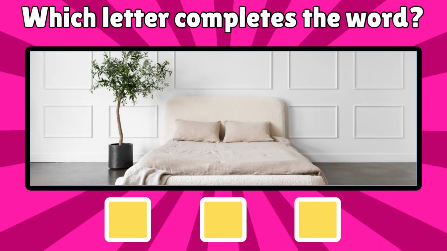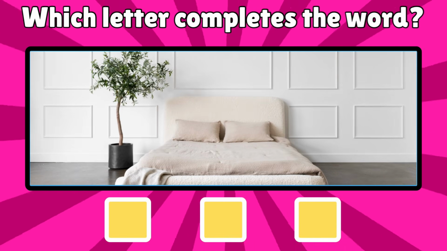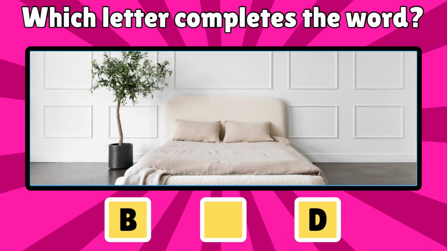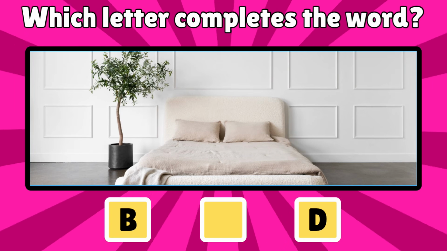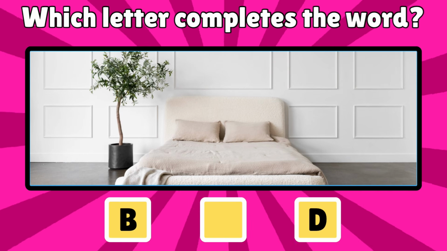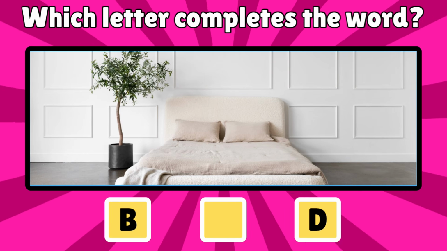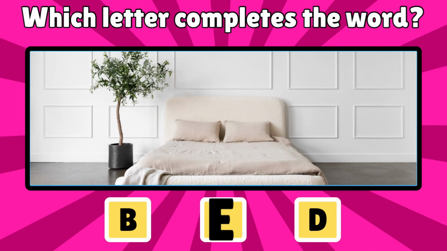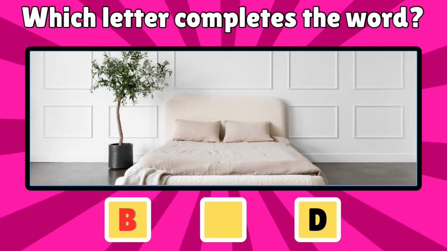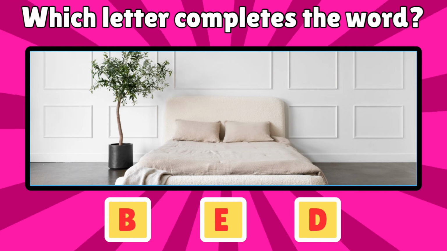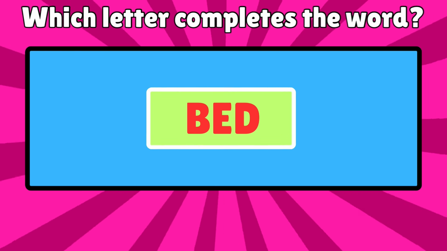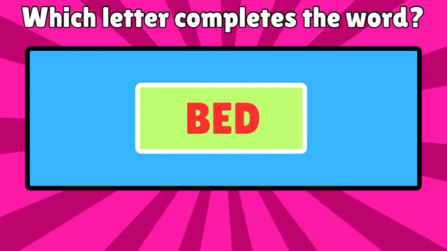Look at the picture. It is a bed. Here, vowel is missing. B, D, which letter completes the word? It is E, B, E, D. Bed, can you say it again? B is for bed. Bed.